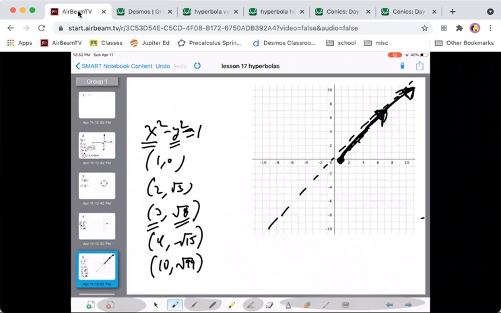Well, if the y was negative, that would work also, because when you square it, it becomes positive. So that's where this portion comes from. And that one goes closer to y equals negative x. On the other hand, they could both be negative.